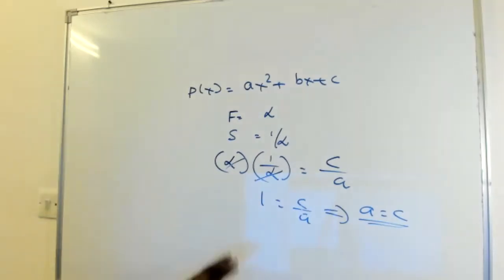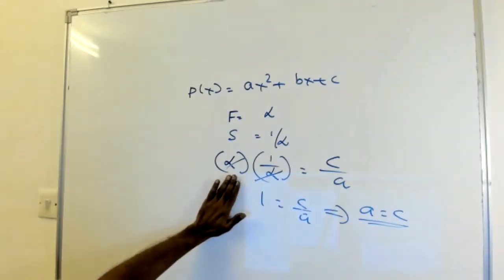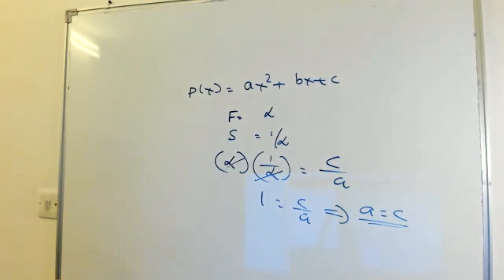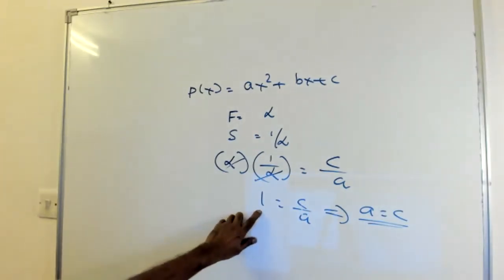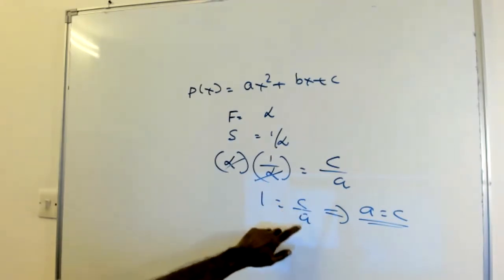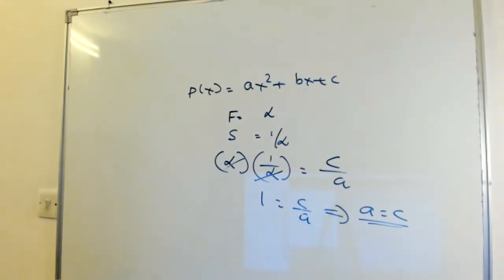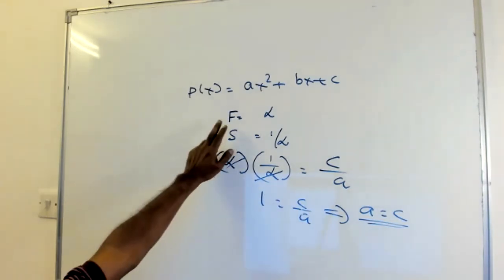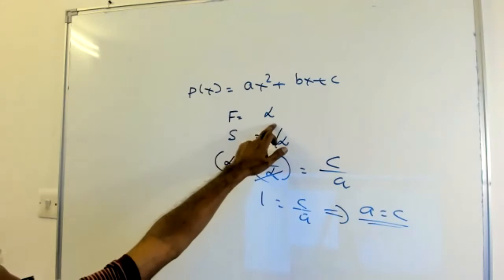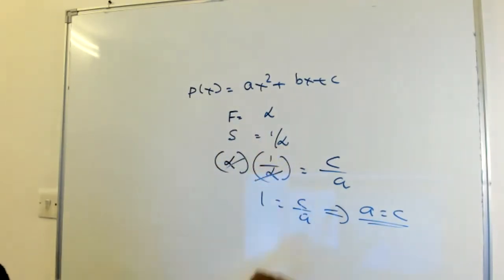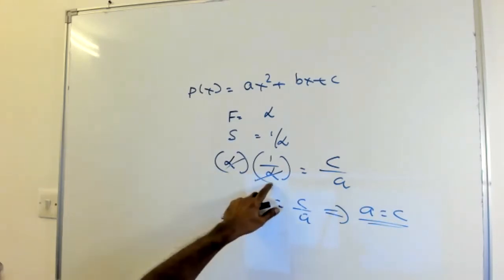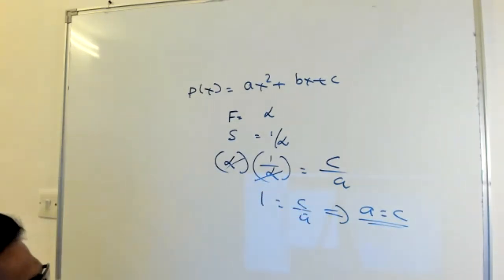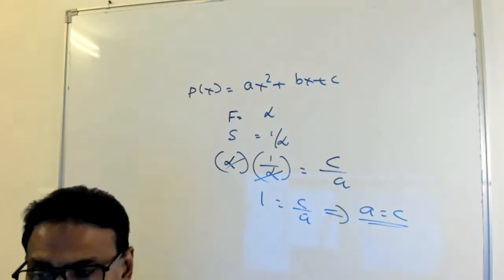Then the product of the zeros, alpha into 1 by alpha, equals c by a. So 1 equals c by a, so a equals c. Question again: let the first zero be alpha and the second zero be 1 by alpha. So alpha into 1 by alpha equals c by a, so 1 equals c by a, so a equals c.